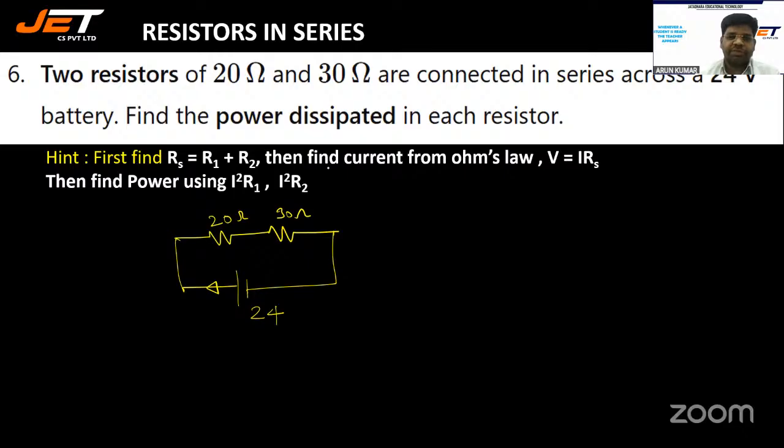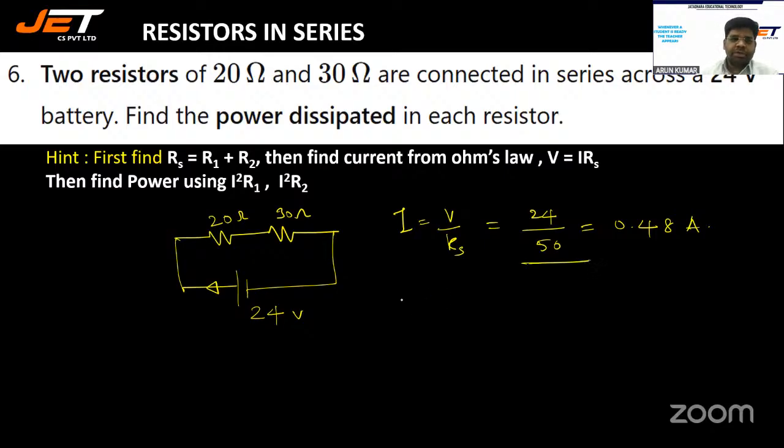All right. Now look at this. I'll first find the current. V is equal to IR. So I is equal to V by R effective. R in series. So V is 24 volts by 50. How much is 24 by 50, students? 0.48 amperes. Or I'll write it as 24 by 50 amperes.